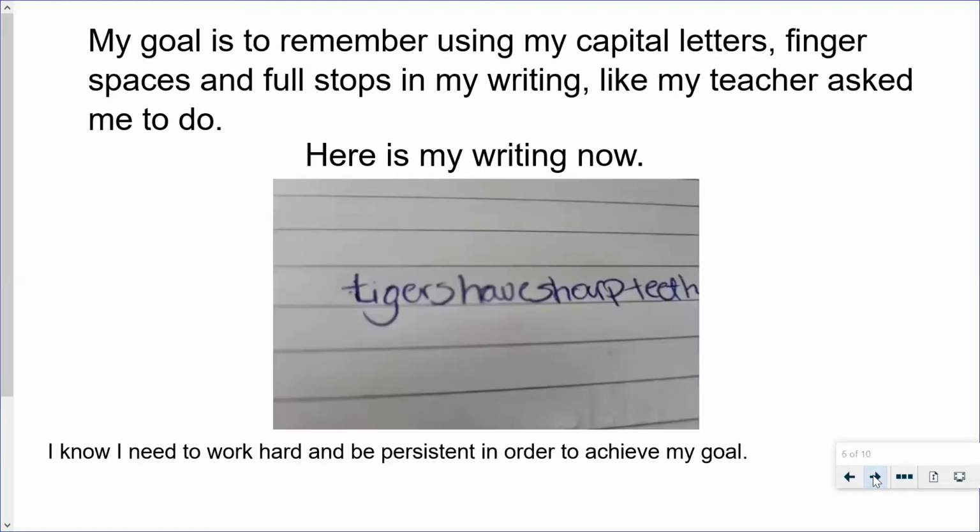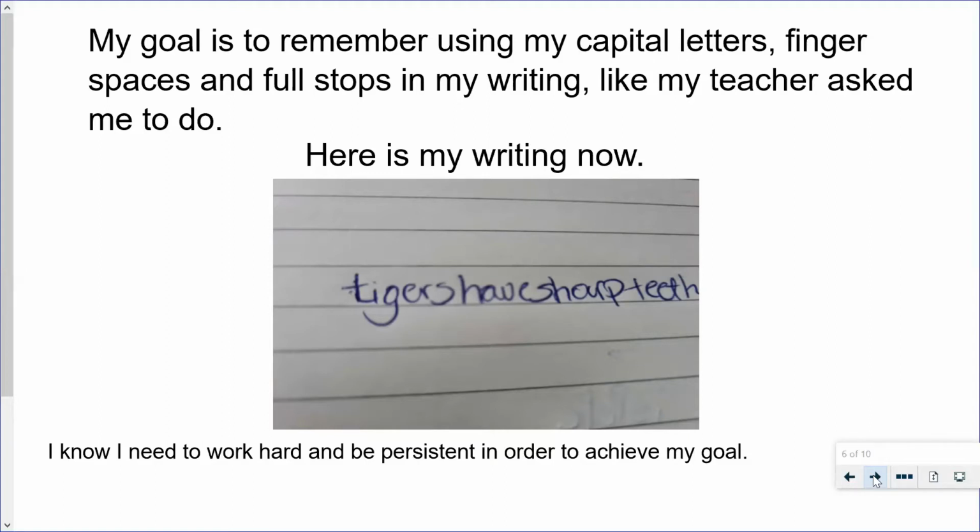I know that my goal is to use my capital letters, finger spaces, and full stops in my writing, like my teacher asked me to do. So here is my writing now. I didn't remember my capital letters, I didn't remember my finger spaces, and I didn't remember my full stop. So my teacher thought that it was a little bit hard for her to read. So do you think you have the same goal as me?